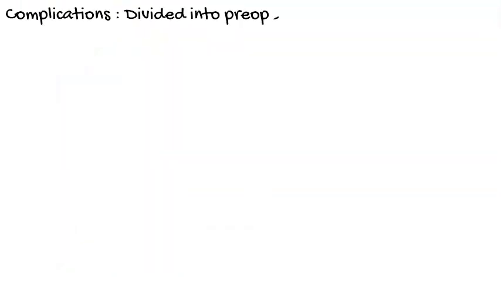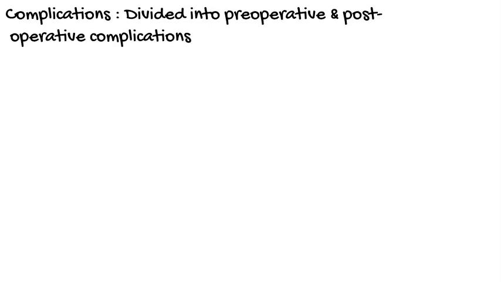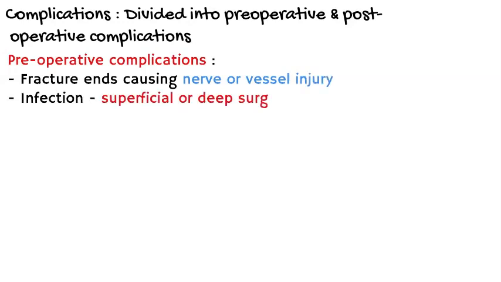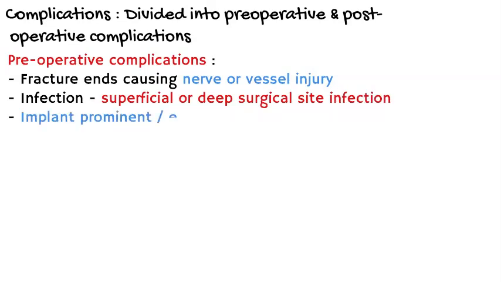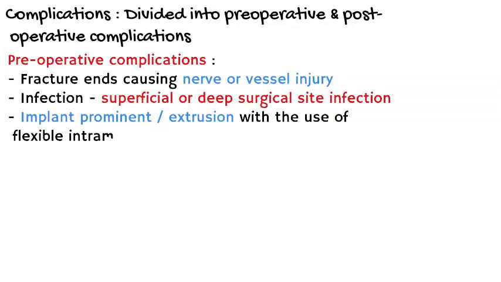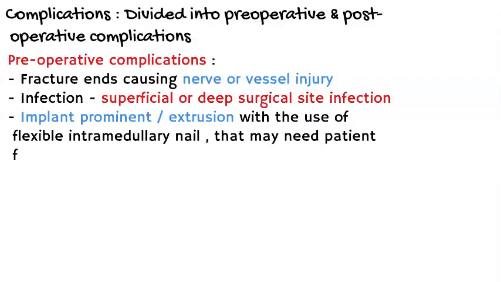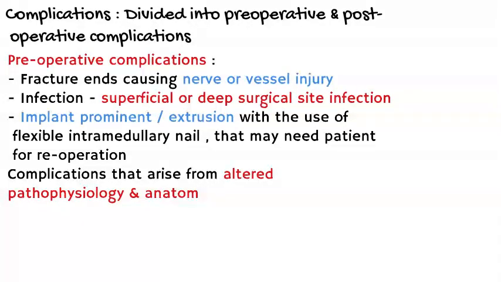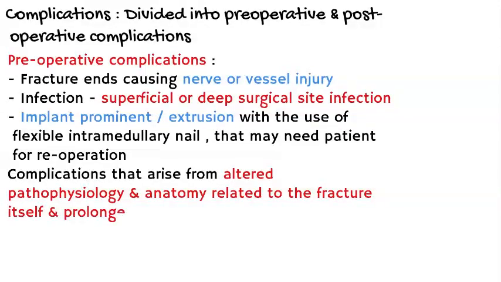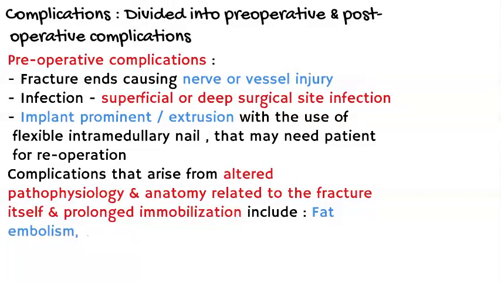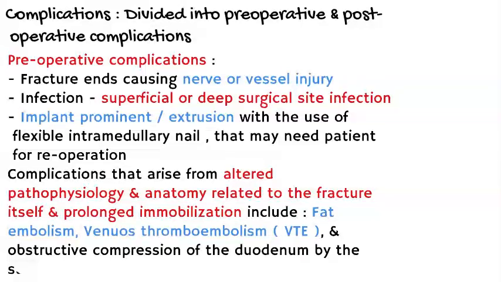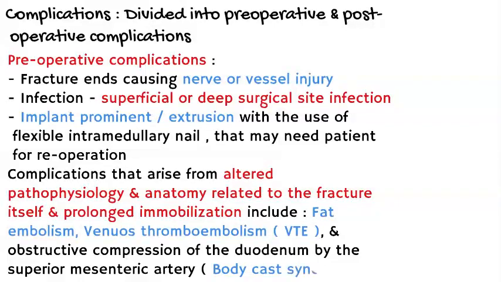Complications can be divided into pre-operative and post-operative complications. Pre-operative complications include the fracture ends causing a nerve or vessel injury, infection that leads to superficial or deep surgical site infection, implant prominence or extrusion with the use of flexible intramedullary nail that may need reoperation, and complications that arise from altered pathophysiology and anatomy related to the fracture itself and prolonged immobilization, including venous thromboembolism (VTE), and obstructive compression of the duodenum by the superior mesenteric artery, or what we call body cast syndrome.